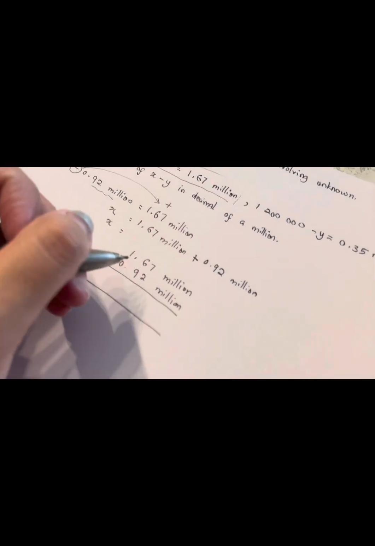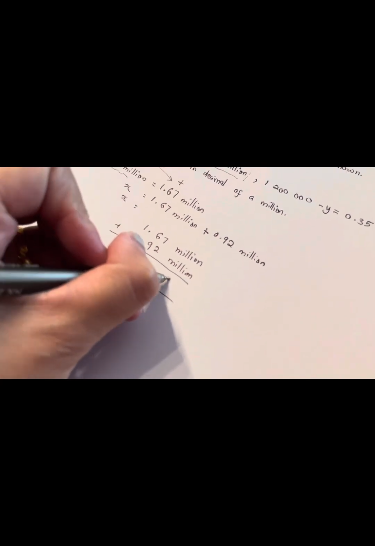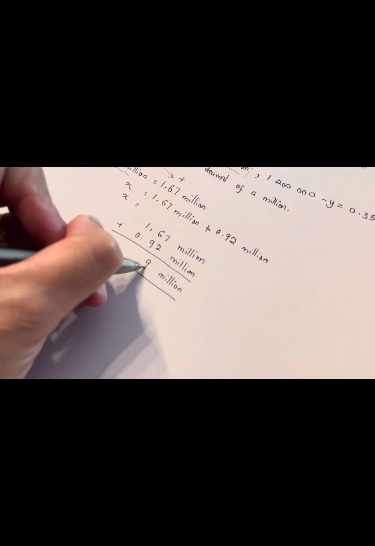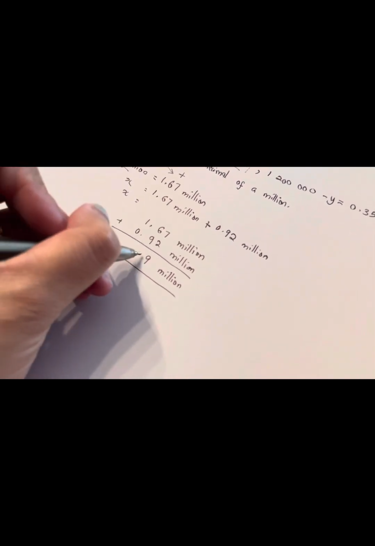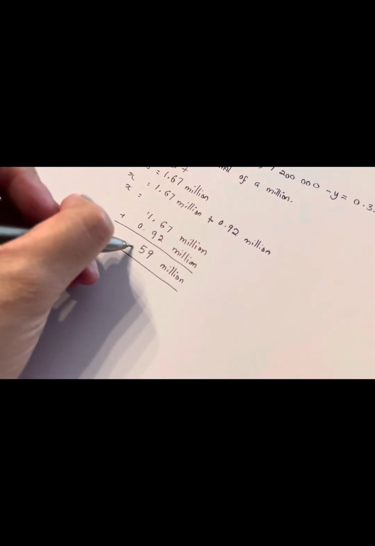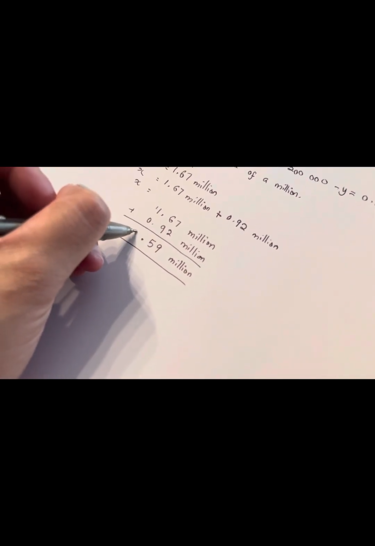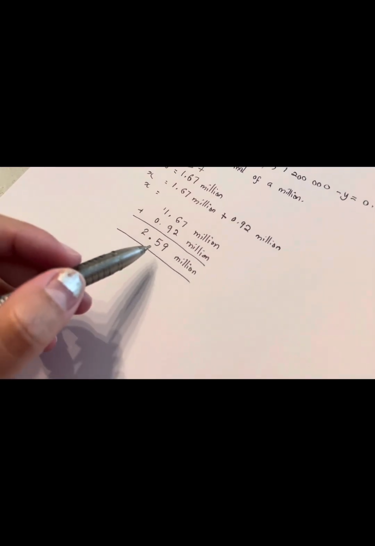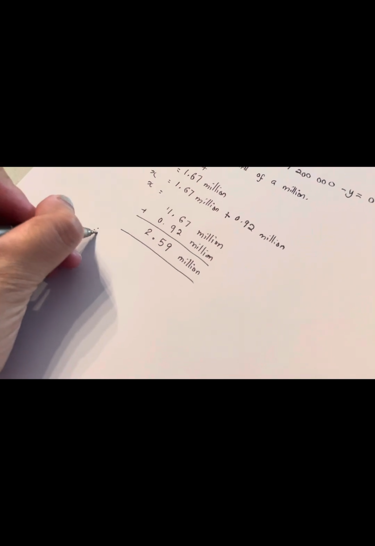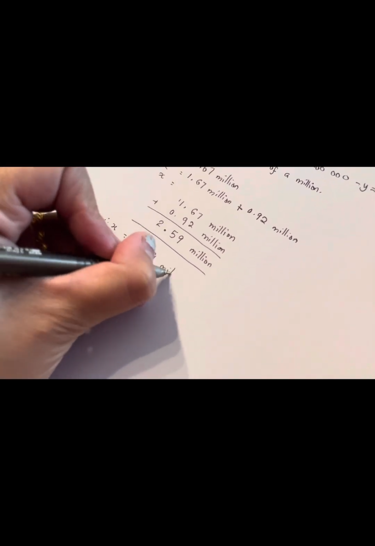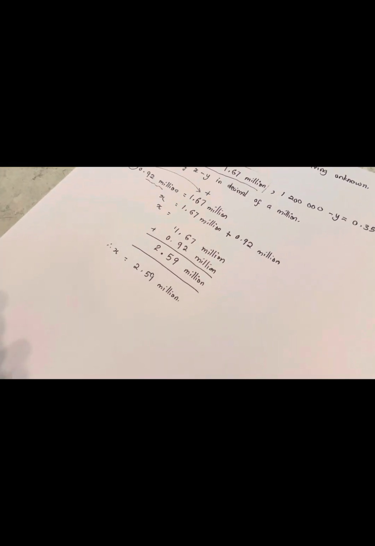Okay, now we just copy the unit. There is million. Now 7 plus 2 is equal to 9. 6 plus 9 is equal to 15. You bring 1 here. 1 plus 1 is equal to 2. 2 plus 0 is also 2. So this is the value of x. Therefore, x is equal to 2.59 million. Is it clear? So now we have found the value of x. Next, we are going to find the value of y.